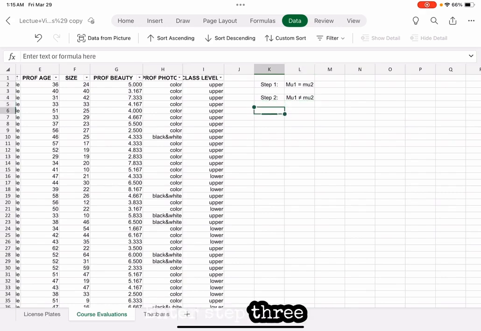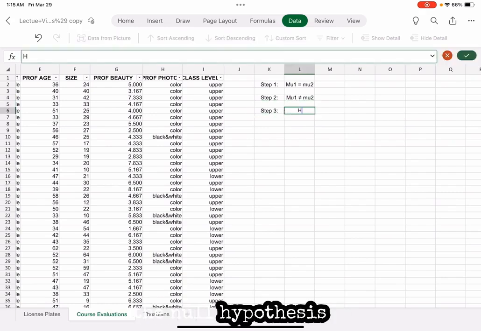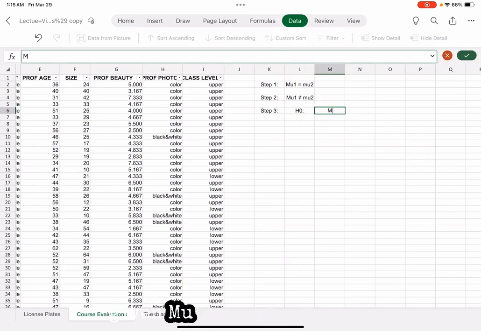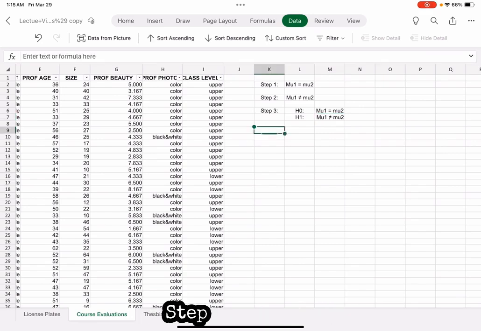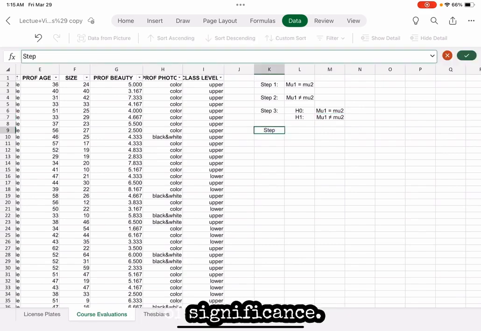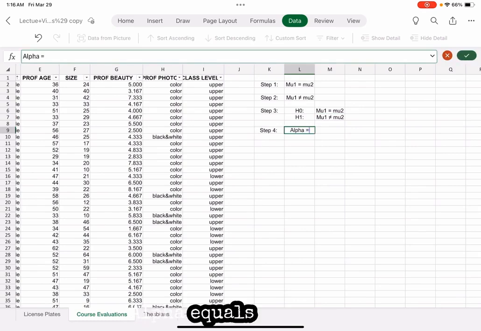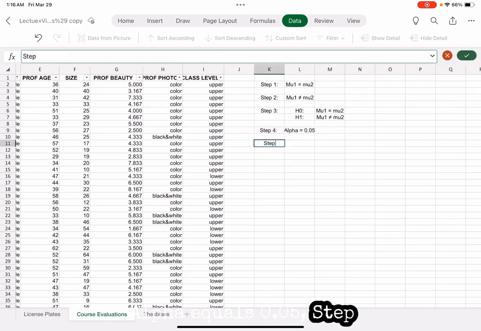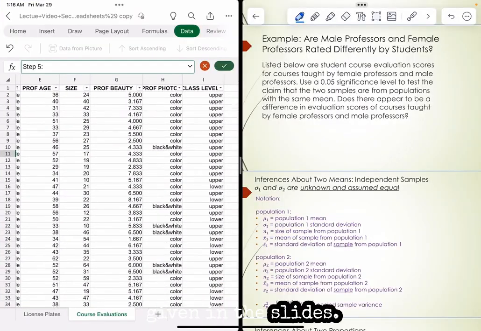Step 3, the null hypothesis. The null hypothesis is given: mu1 equals mu2. We want to know if that's the case. And the alternative hypothesis is mu1 not equal to mu2. Step 4, level of significance: alpha equals 0.05. Step 5, the test statistic is given in the slides.